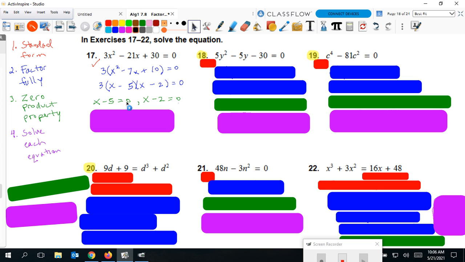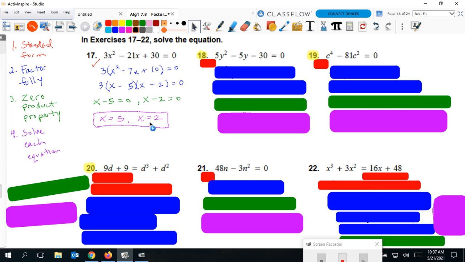And now I can go on to number 4 and solve each simple equation here by adding 5 here, adding 2 here. And so my answer is just going to be x is positive 5, x is positive 2. There are 2 answers, one from each of those. And that's kind of a clue. When you have an x squared, there's a possibility of getting 2 answers. Most likely you'll get 2 answers if it's x squared. It's not a guarantee, but you most likely will get 2 answers.